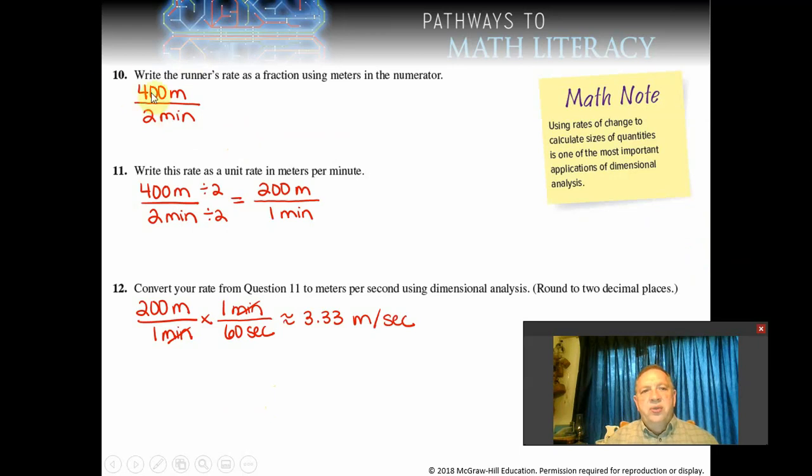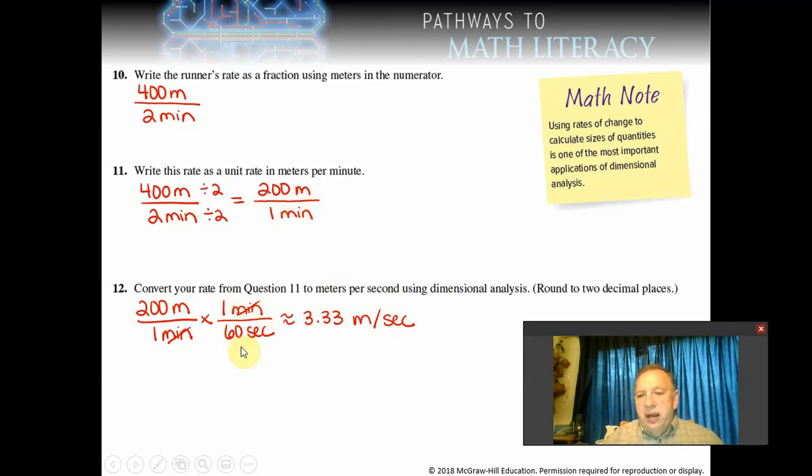So here's the runner's rate, 400 meters every 2 minutes. We want it into a unit rate. So I divide the 2 out, divide the 2 out. That's 200 meters per minute. And then I could change things as well. They want us to go to a rate using meters per second instead of meters per minute.